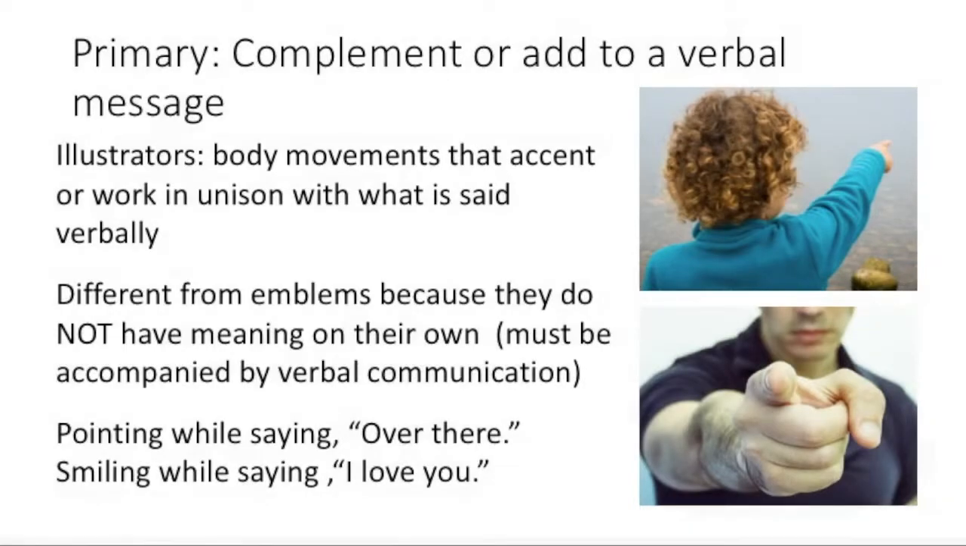Nonverbal behaviors that complement or add to a verbal message are called illustrators. These are body movements that accent or work in unison with what is said verbally. Hence, these are different from emblems because they do not have meaning on their own and must be accompanied by verbal communication. Examples of this would be things like pointing while saying over there, or smiling while saying I love you.